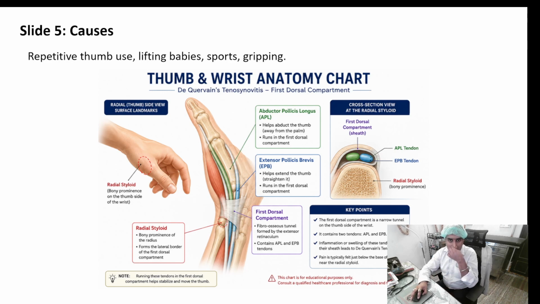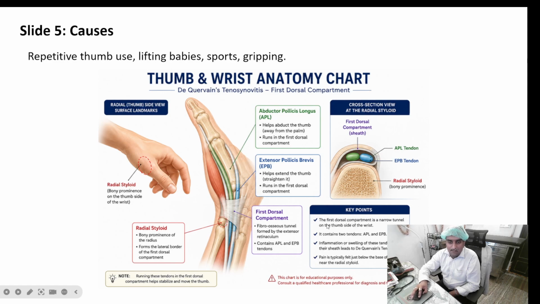Extensor pollicis brevis helps extend the thumb, to straighten it. So to straighten it, the extensor pollicis brevis is there, and it runs in the first dorsal compartment. In the fibro-osseous tunnel formed by the extensor retinaculum are the APL and EPB tendons. Both are tendons. Cross section of the first dorsal compartment: APL and EPB tendons, radial nerve.